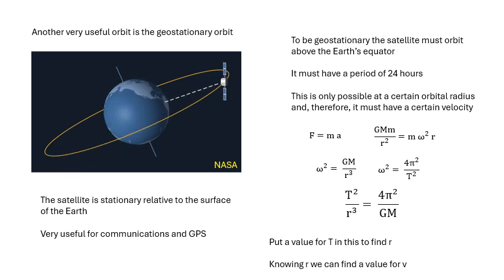Why have I gone to the trouble of doing that? You'll see in a couple of slides. What you can do now to find r is, we know T is 24 hours. And then, knowing r, we can find a value for v, from the equation we had on the last slide.